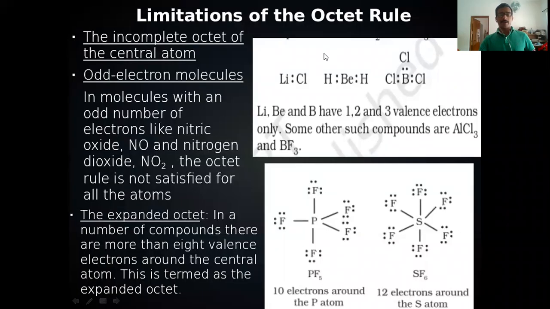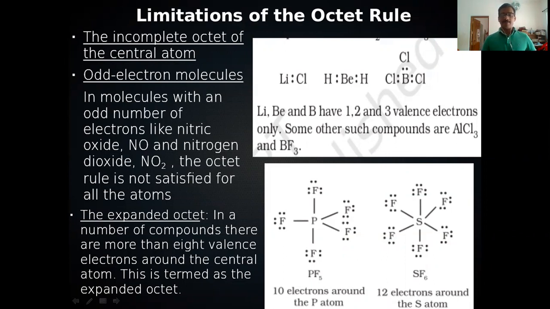Last class we discussed the octet rule. So today we can see the drawbacks of the octet rule. What are the failures or the limitations of the octet rule? The first one is incomplete octet of the central atom.